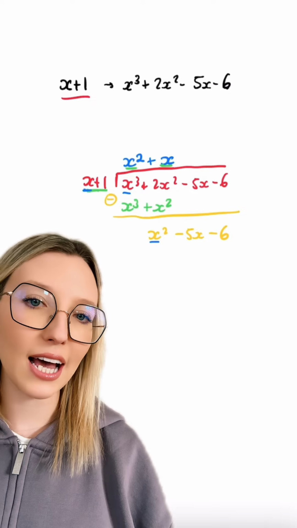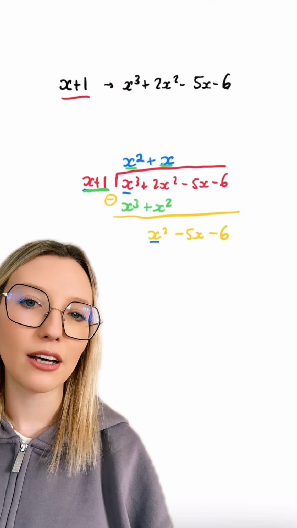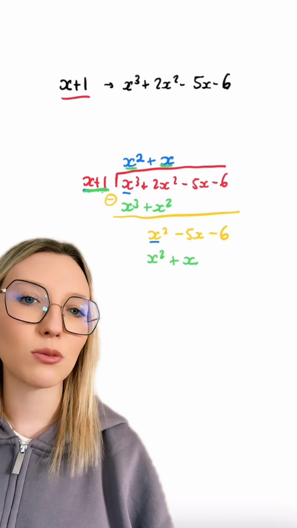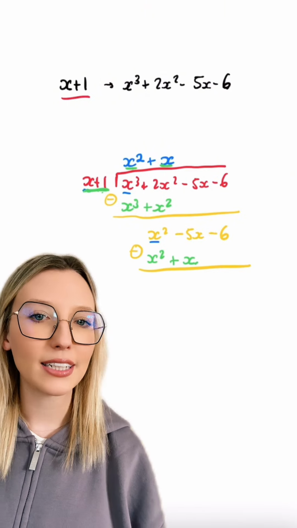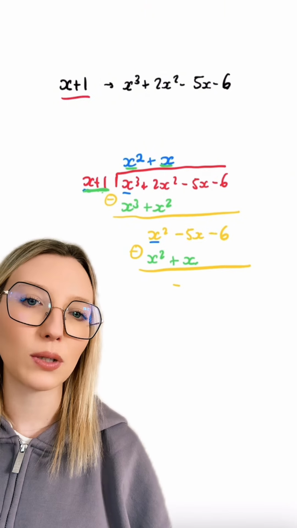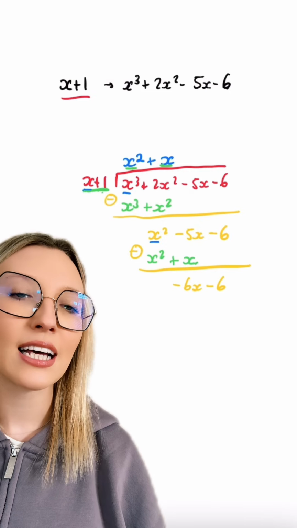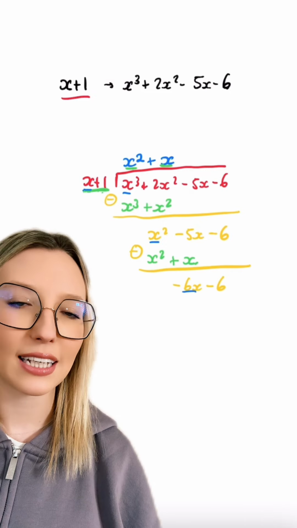We're then multiplying this x by the entire expression here. So we get x times by x, which is x squared, 1 times by x, which is x, and again, we're going to go ahead and subtract now. The 2x squared will cancel. We're left with minus 5x minus x, which is minus 6x, and minus 6 minus 0, which is minus 6.